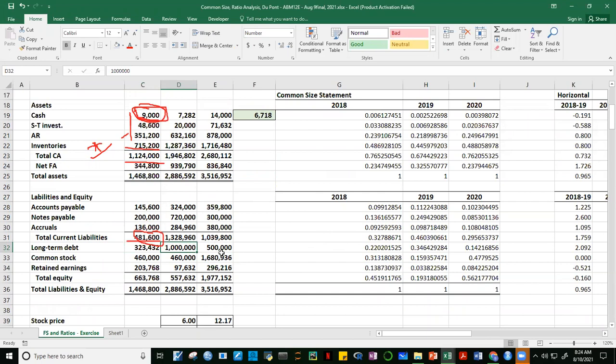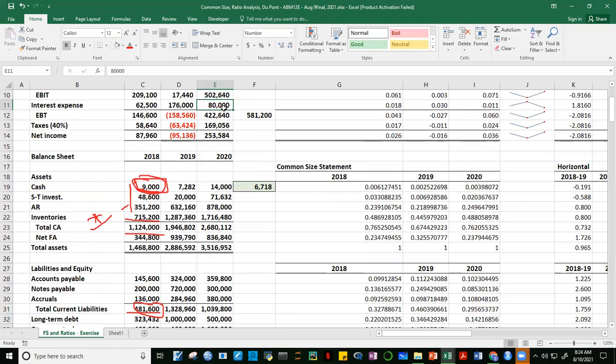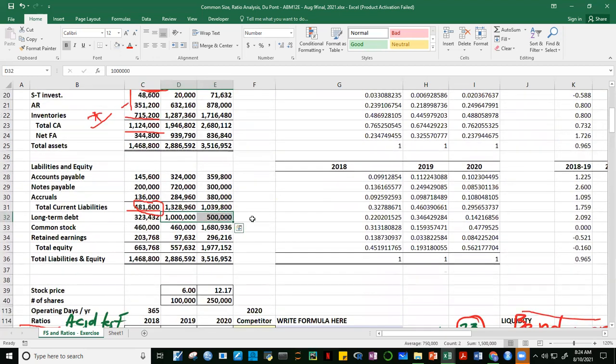Okay, and lastly, ito, 2020, what happened to long-term debt? From 1 million, naging 500,000. Ergo, guys, may binayaran tayong principal. So sa 2020, mababago yung denominator natin dito. Yung denominator natin will become interest, which is this one, 80,000, plus the principal payment, which is kung magkano ang binayad. Magkano principal ang binayad, guys?